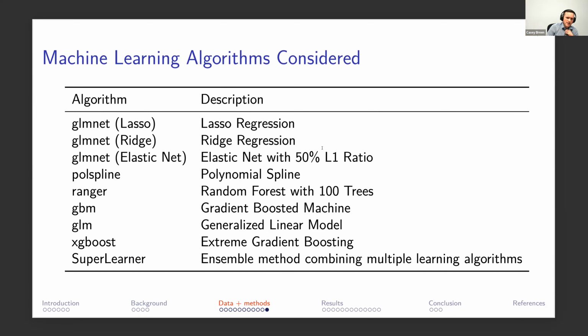In this case, I fit 9 different machine learning algorithms. I fit a lasso regression, a ridge regression, elastic net, a polynomial spline, a random forest, a gradient boosted machine, just a basic linear model, and extreme gradient boosting algorithms. So those were the many different machine learning algorithms I considered. If you have other machine learning algorithms that you think I should test out, I would be very curious to hear.